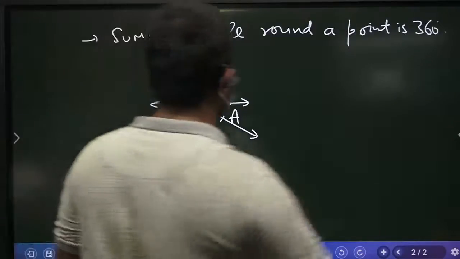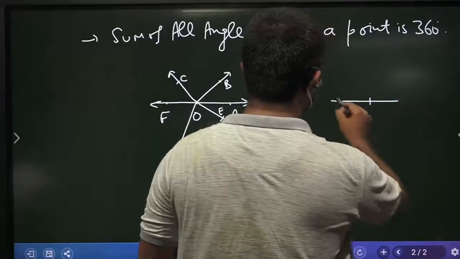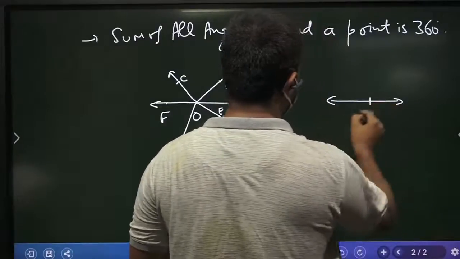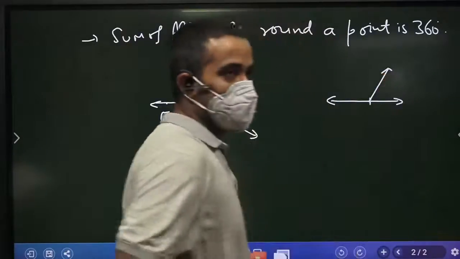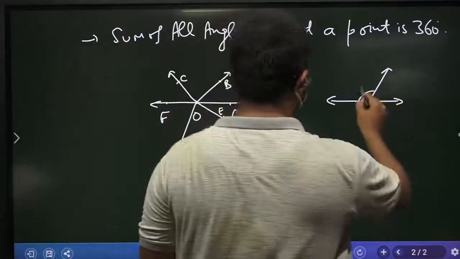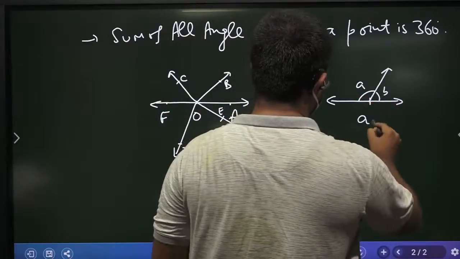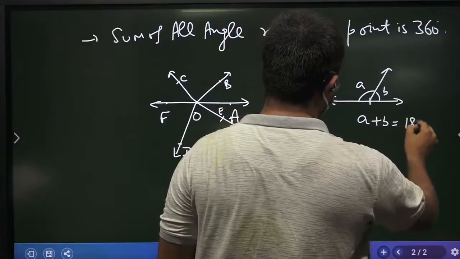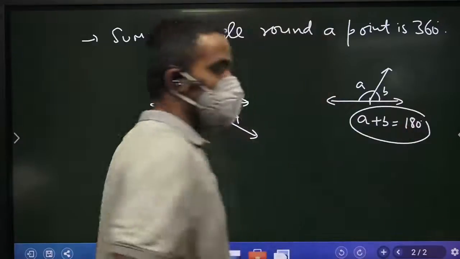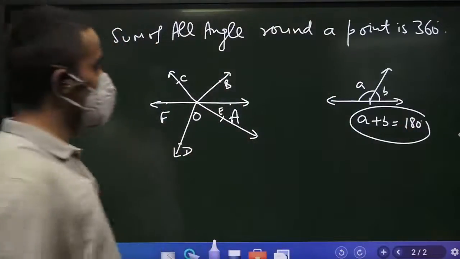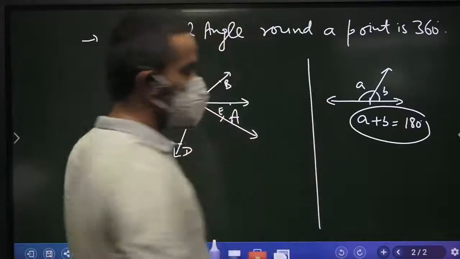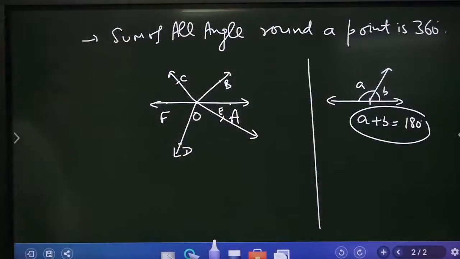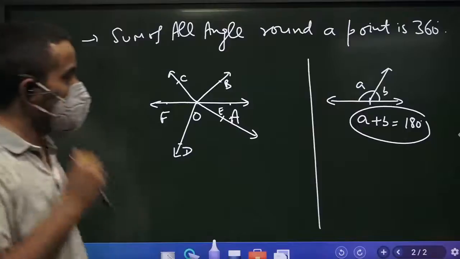Yes, friends. If you are having two opposite rays like this, and one ray is standing on this, then angle A plus angle B will have sum 180. That we have studied in linear pair: adjacent angles will form a linear pair if they are supplementary.